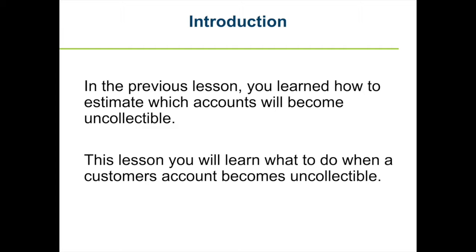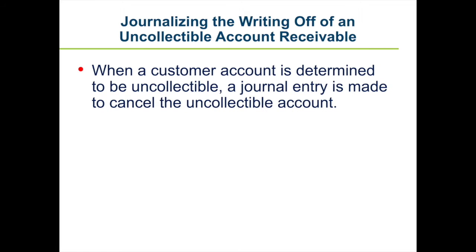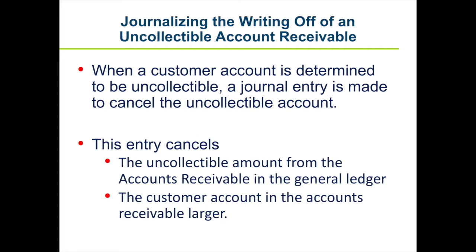Then we're also going to take a look at what happens after we've written them off and then a customer comes back in and wants to pay. When a customer account is determined to be uncollectible, the journal entry is made to cancel the uncollectible account. This entry cancels the uncollectible amount from accounts receivable in the general ledger, as well as the customer's account in the accounts receivable ledger.